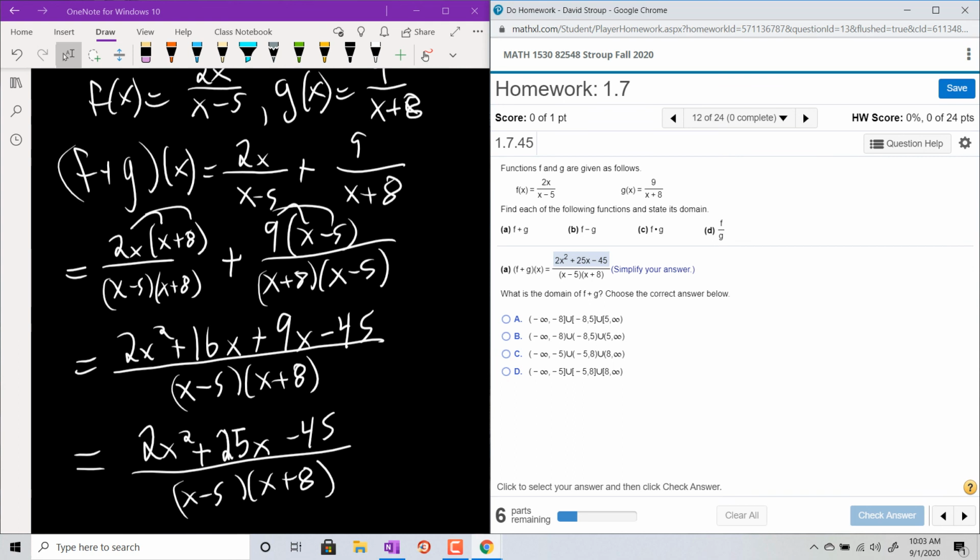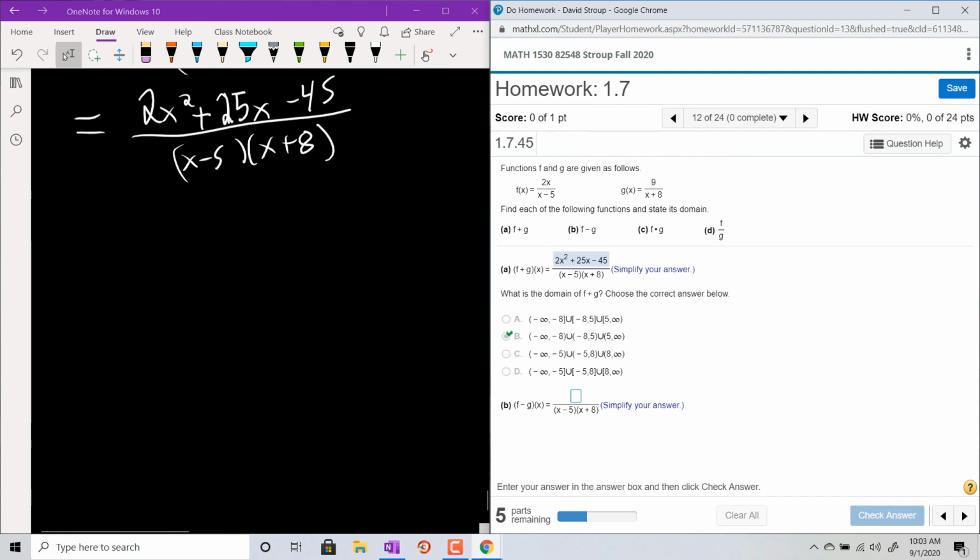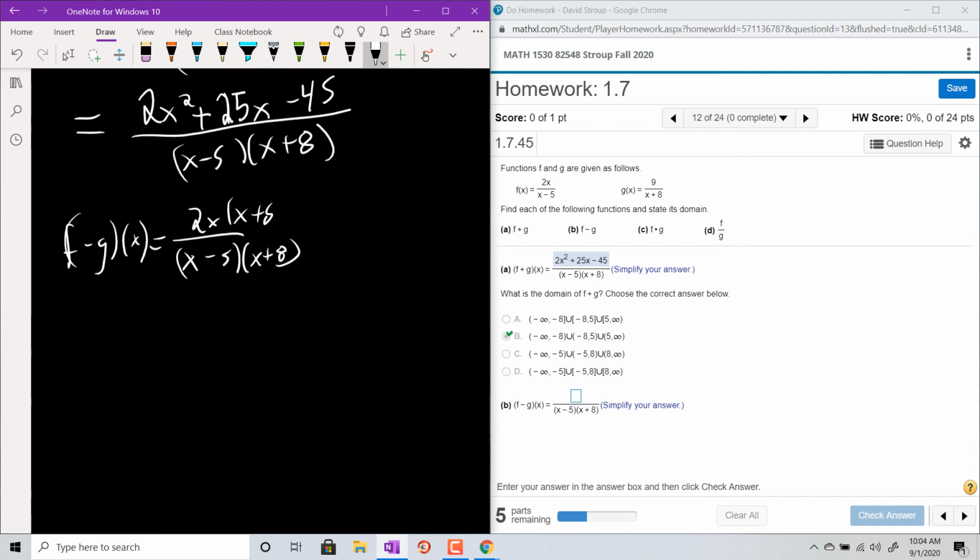So the second one, you need parentheses. So f minus g of x is 2x over x minus 5. We need a common denominator again, so that's going to be an x plus 8. And then minus 9 over x plus 8, and this one needs an x minus 5 in the numerator and denominator.